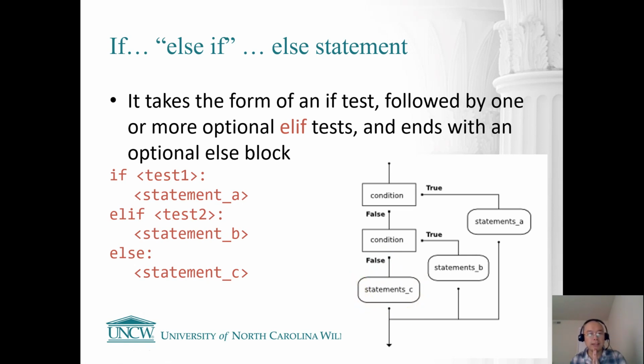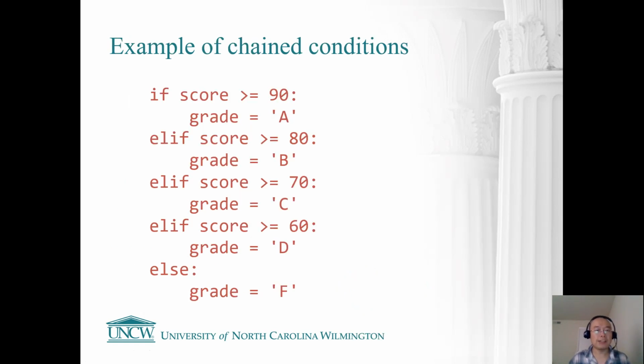So why could this version be useful? Think about this code. Just now we have already seen this code in the nested if and else version.